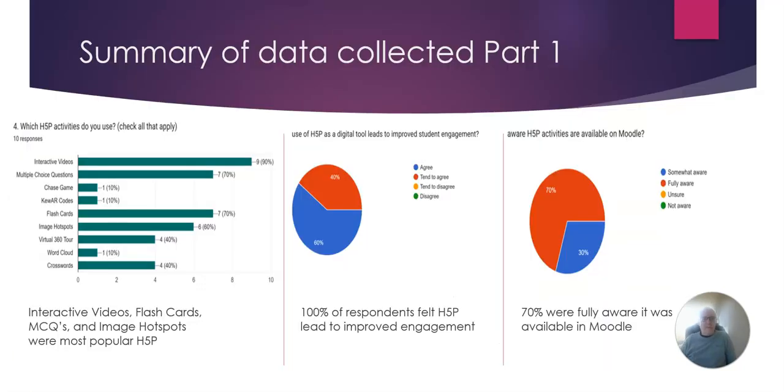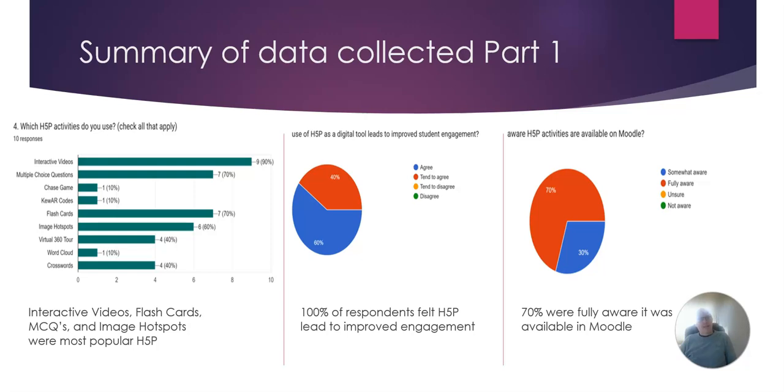Okay, so looking at some of the summary of the data collected, so looking at part 1, which H5P activities do you use? Interactive videos, flashcards, MCQs and image hotspots were the most popular H5P activities. Interactive videos were used by 90% of people, so that was by far the most popular. Then multiple choice questions and flashcards were used by 70%, and then image hotspots were used by 6%.